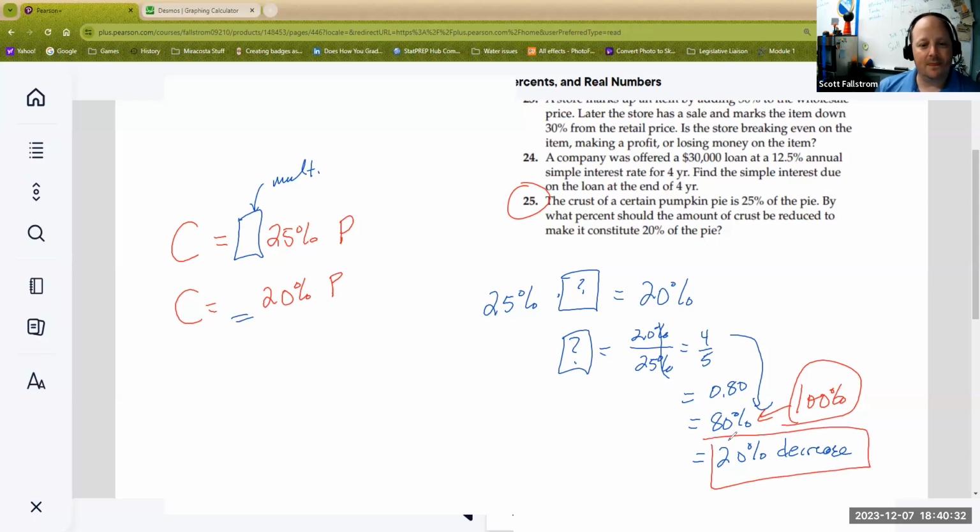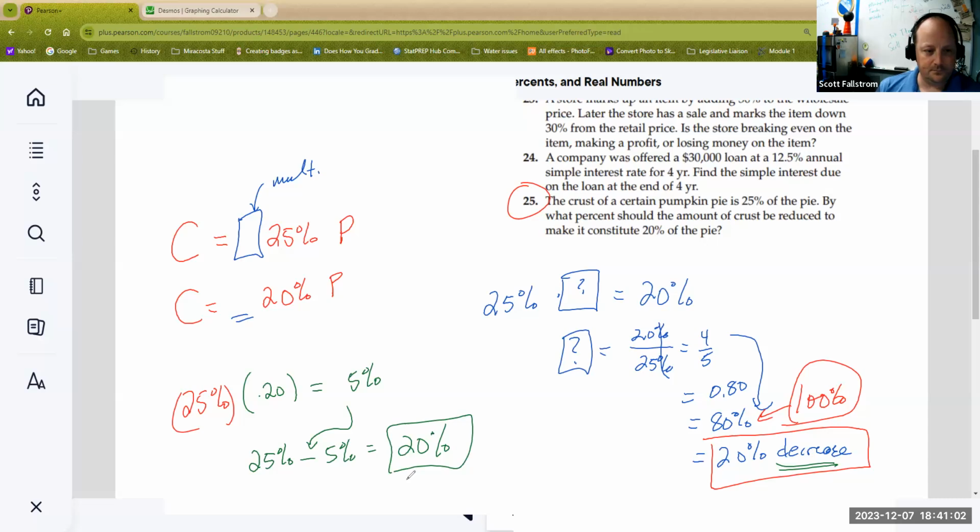That is correct. Now, if you want to check yourself, you can take the 25% and take 20% decrease. So you can do it the very, very long way that I know some of you still want to do. Take 20% of this, 20% of 25% becomes, when you multiply, 5%. And that is the amount of decrease. So take your 25% and decrease by 5%, and you end up with 20%, which is what we wanted. Okay. There it is. There you go. 20% decrease. Nice. Gotta love it.